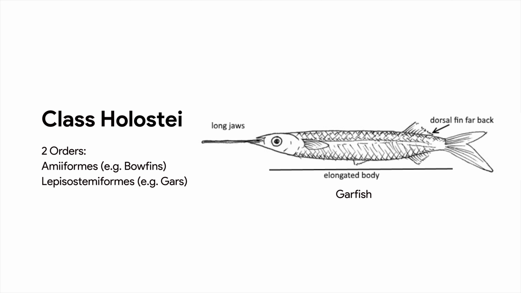Gars have elongated bodies, long jaws with needle-like teeth, and a dorsal fin far back containing a few rays. Bowfins have a long, undulating dorsal fin consisting of 145 to 250 rays from the middle of the back to the base of the tail. They have a prehistoric appearance and are quite strong.